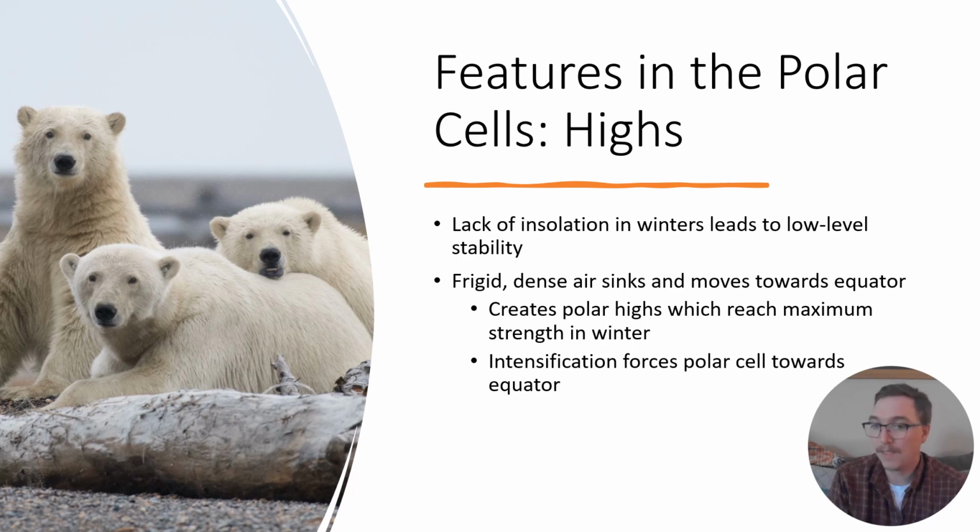What this leads to, or one of the things this leads to, is intensification that forces our polar cells towards the equator. So what we typically see, and we'll see this in a slide coming up, is suppression of that polar high or the polar jet stream, the polar vortex during the summer months, and then expansion and intensification of it during the winter months.